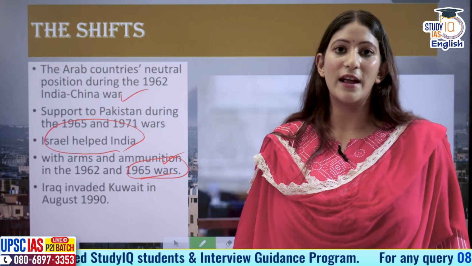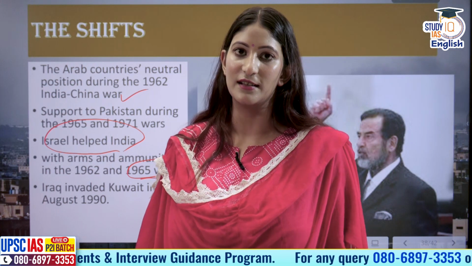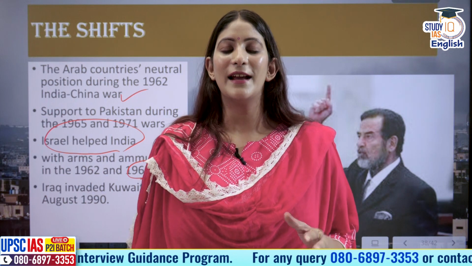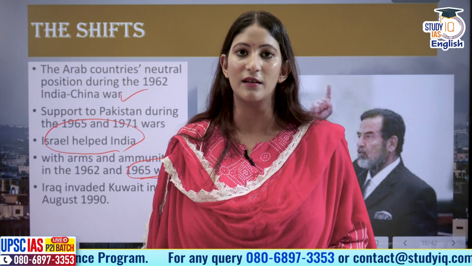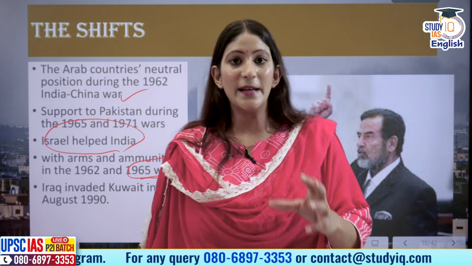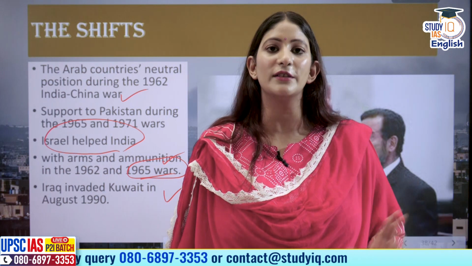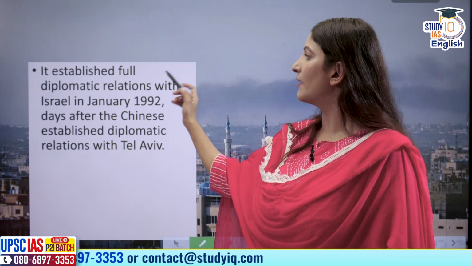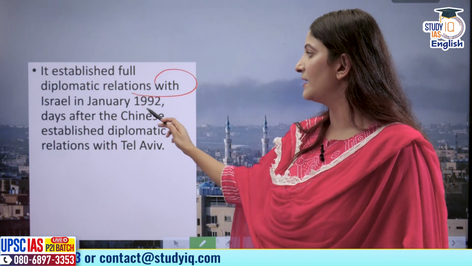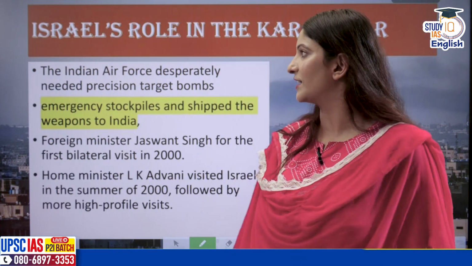Iraq invaded Kuwait in August 1990. India was against it. The PLO, Palestinian Liberation Organization, was in full support of Saddam Hussein. Thereafter, the PLO started losing its authority in the entire world after this happened. Moving on. With this, we established our full diplomatic relations with Israel in January 1992, days after the Chinese established diplomatic relations with Tel Aviv. This is very interesting.